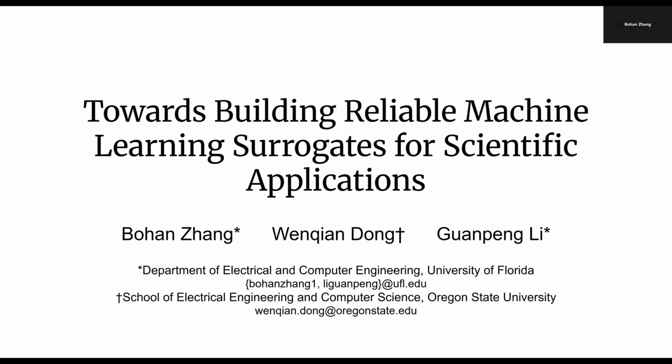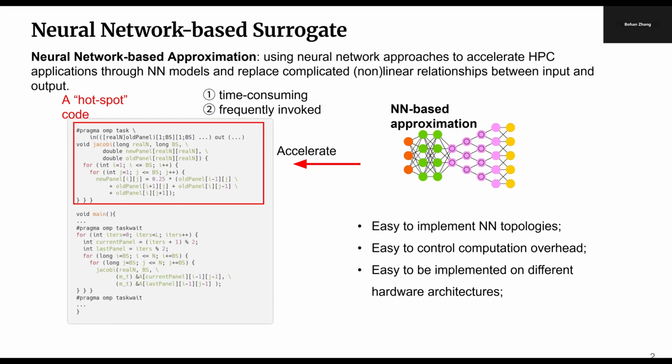Let me start with a little bit of background on what an ML surrogate actually is. Most HPC and scientific applications follow the 80-20 rule. They spend the vast majority of their runtime in just a handful of computational hotspots. The code on the left is such an example: a nested loop that is expensive to compute, and is both time-consuming and frequently invoked.